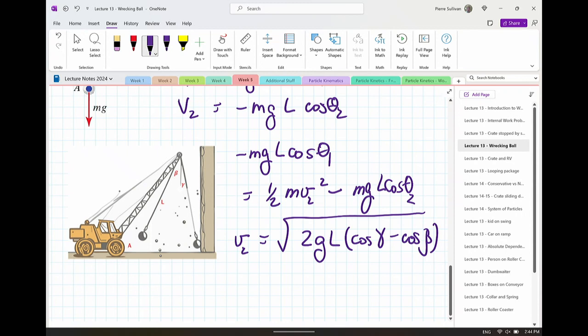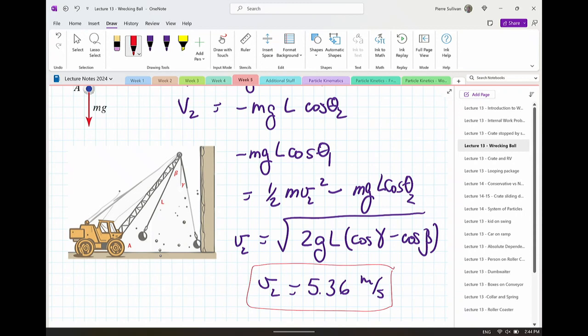This term, when it comes over to the left-hand side, is going to be positive, so it's cos gamma, and this term will stay negative, and it's cos beta. Solve through, and you end up with 5.36 meters per second. Any questions on this one? This one is kind of a standardish question.